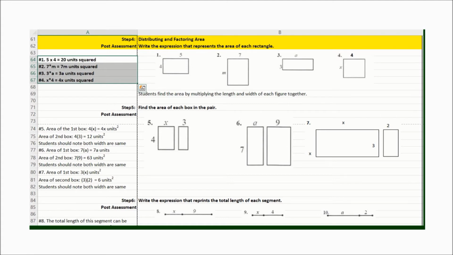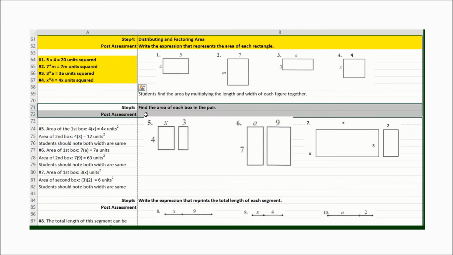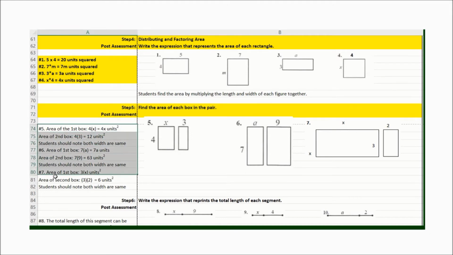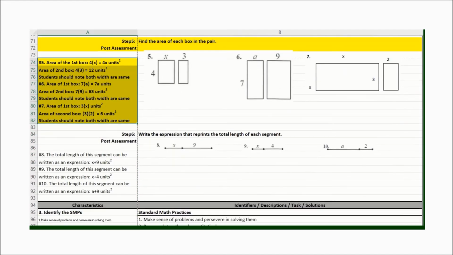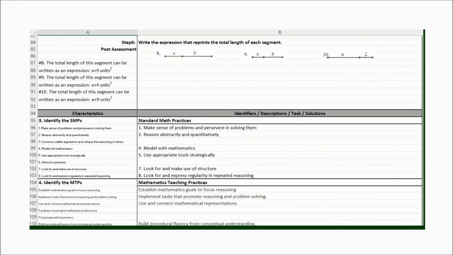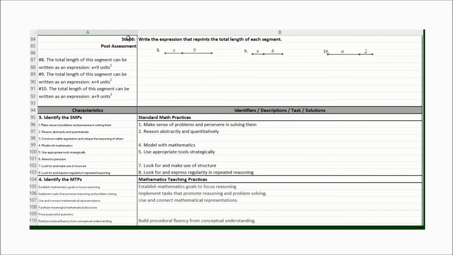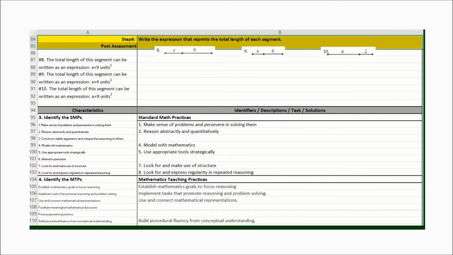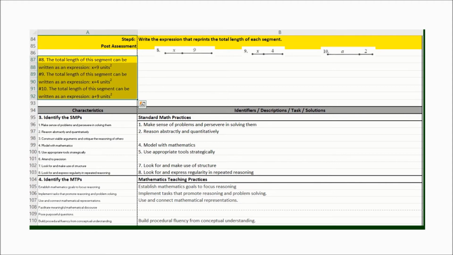Here are the answers out here to the left. We asked them very simple questions about the 4 models you see right here. Step 4, we asked them questions about the 3 models we have here. Out here to the left is where we have the answers and the questions we asked the students. Step 6, again, post-assessment. After the lesson, we asked them questions about the 3 models they have here. Other answers and questions are out here to the left.